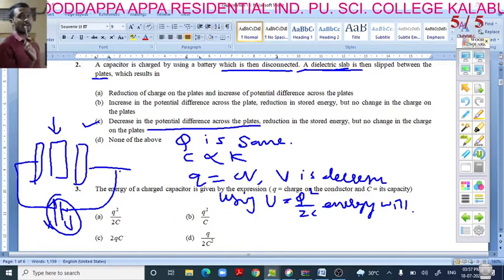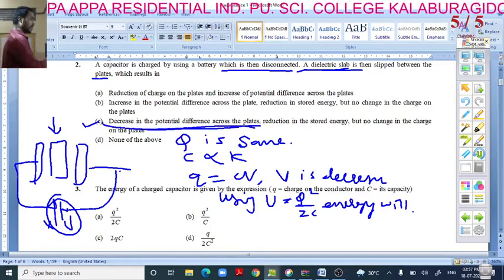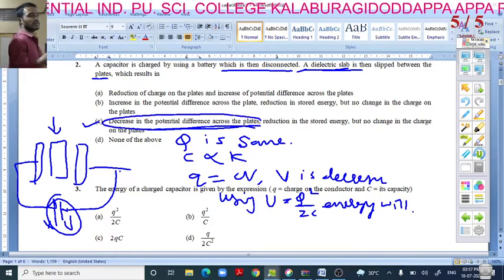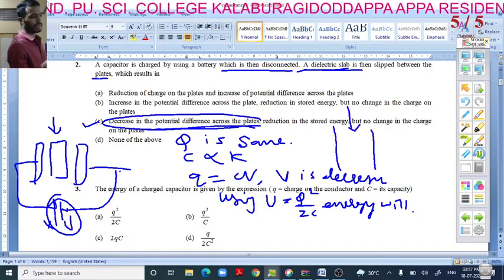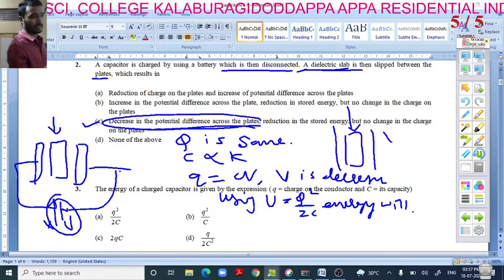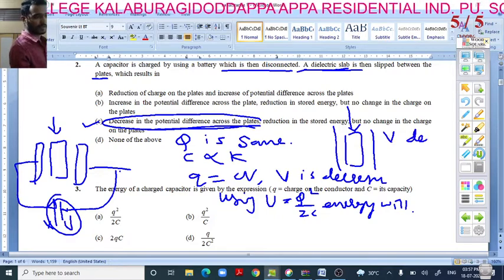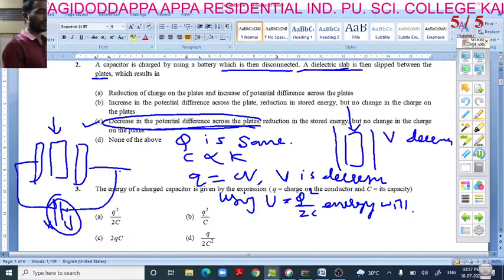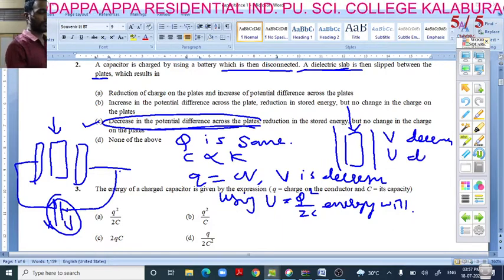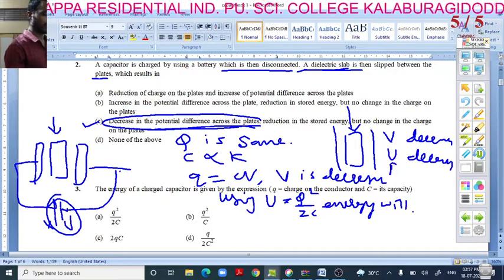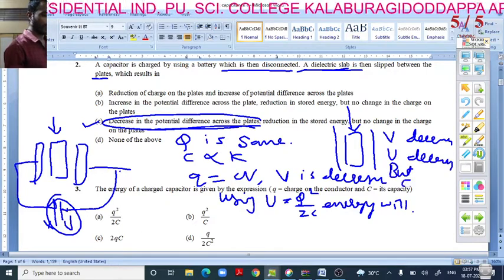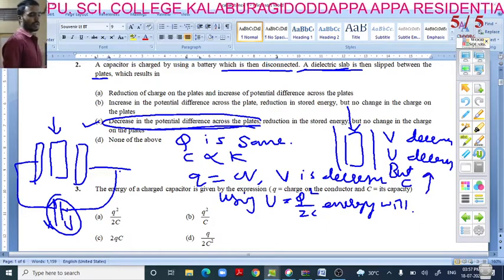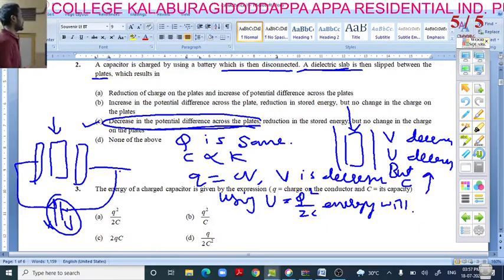Already this concept we have discussed in synopsis things. As we introduce the dielectric medium between the plates, V decreases, and along with that energy also decreases. But you should know that capacitance of capacitor will increase. This we have done already. So our option is the third option. Next.